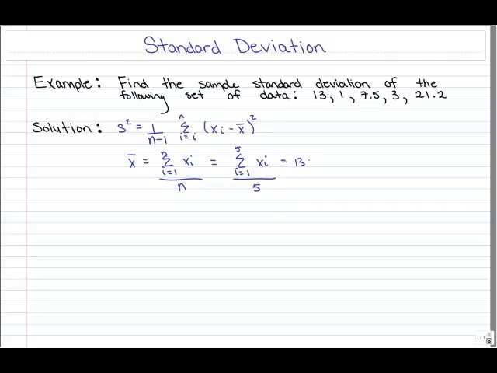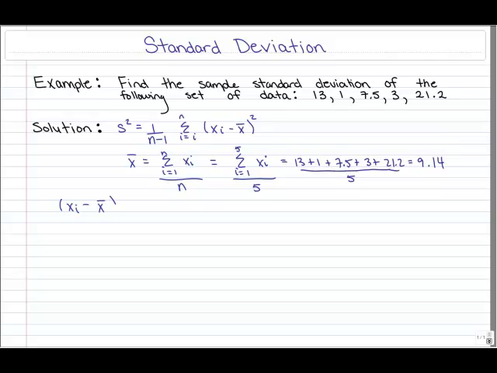In this case, we would have 13 plus 1 plus 7.5 plus 3 plus 21.2 all divided by 5. This gives us an answer of 9.14. So that's our sample mean. Now what we would have to do is take this sample mean here and subtract it from every single data point here, then square each of those, add them all up, and divide by n-1. The simplest way to do this would be to create a little chart for yourself.